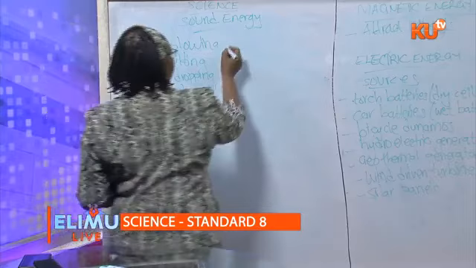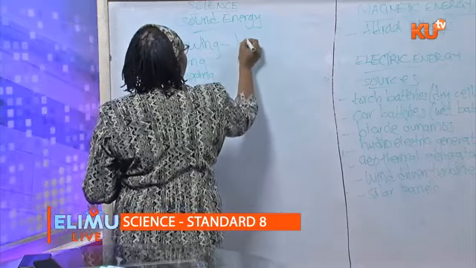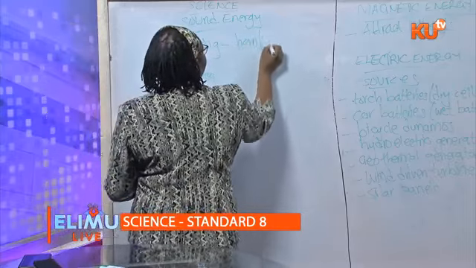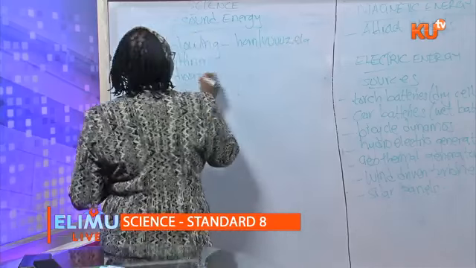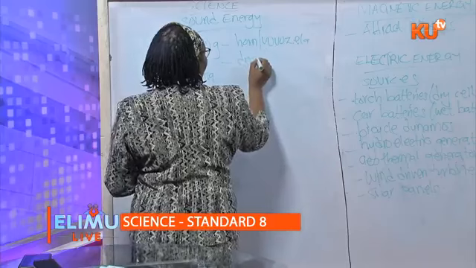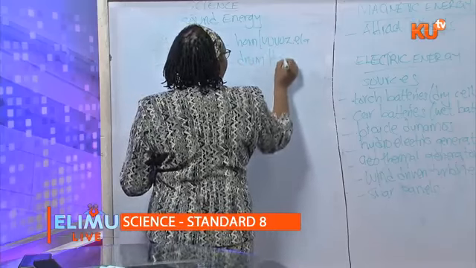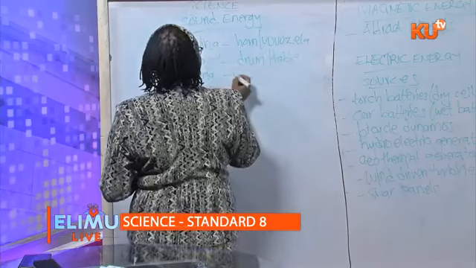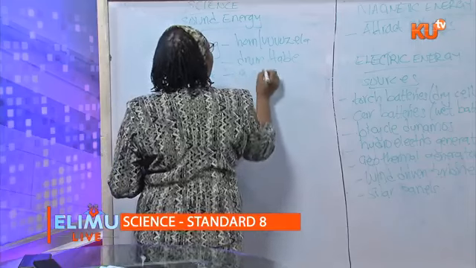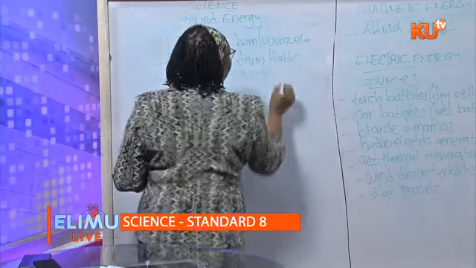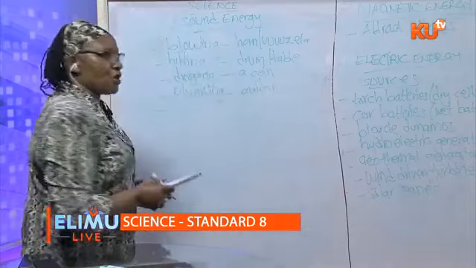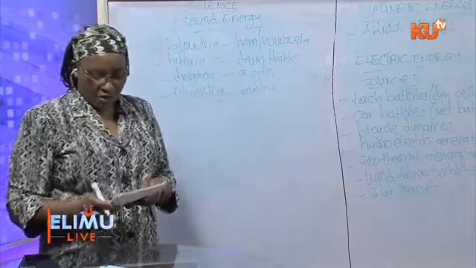You can blow, for example, a horn. You can hit a drum. You can drop maybe a coin. You can pluck a guitar. So when you do these things, you are going to produce some sounds.